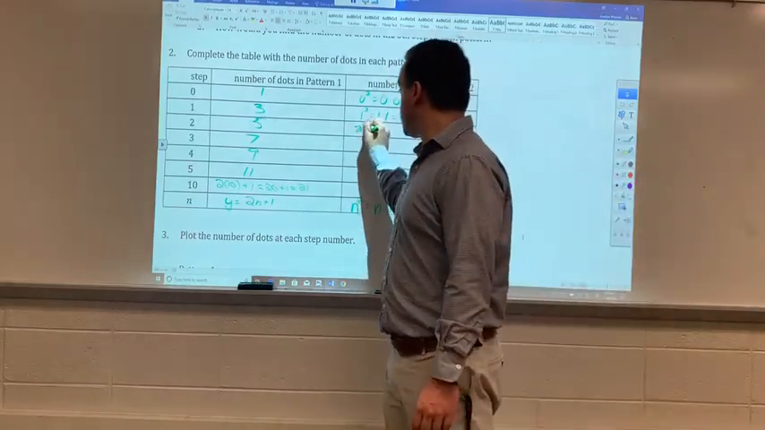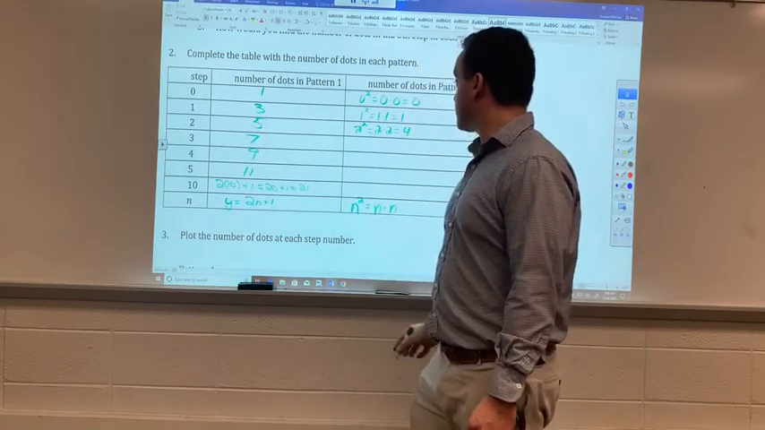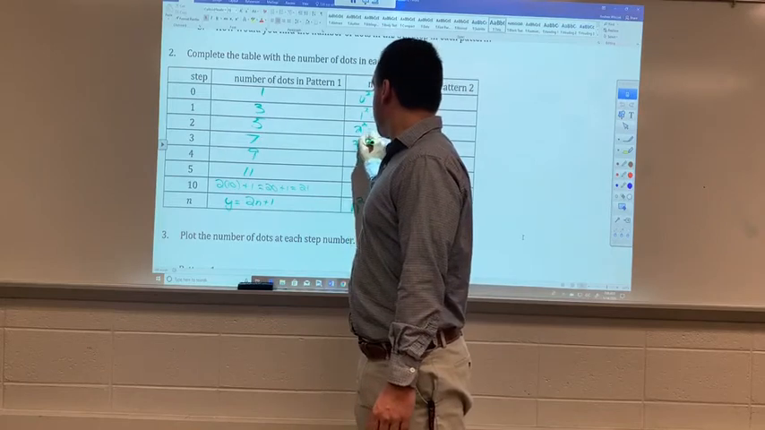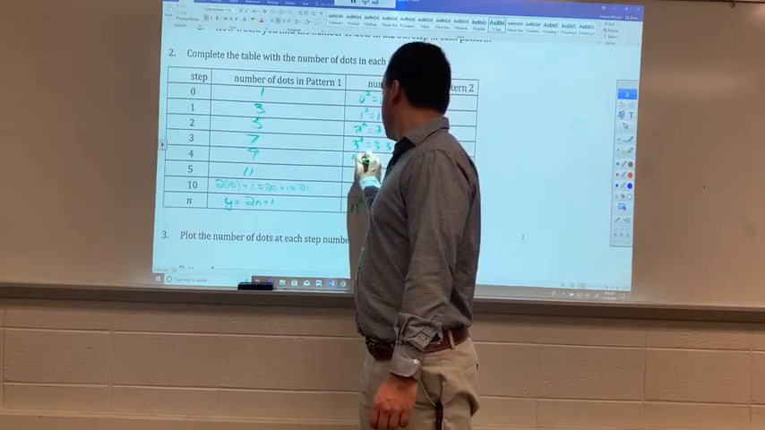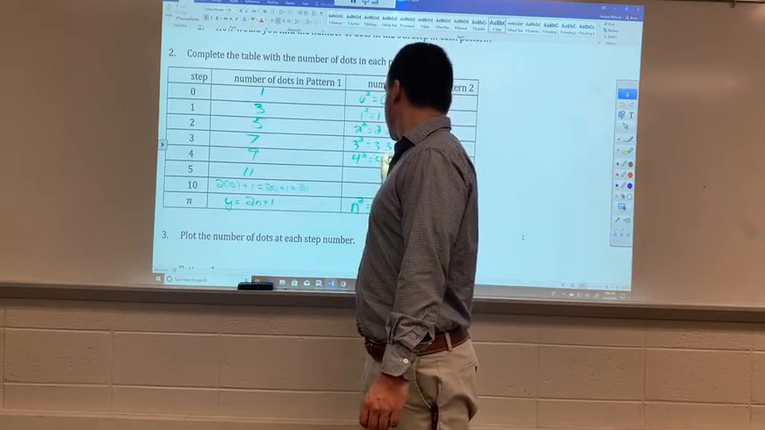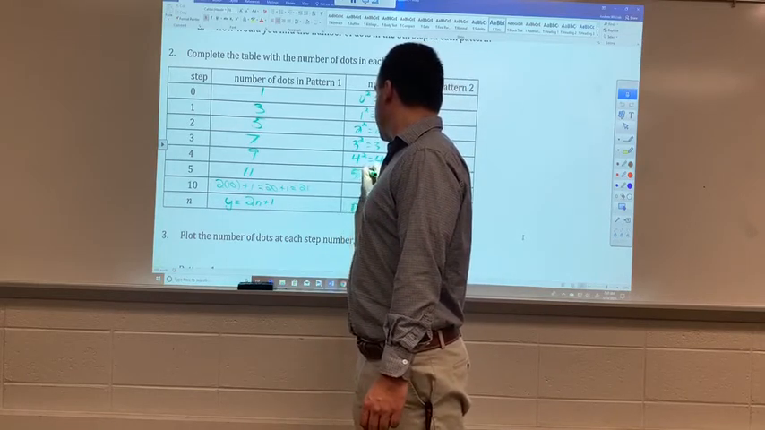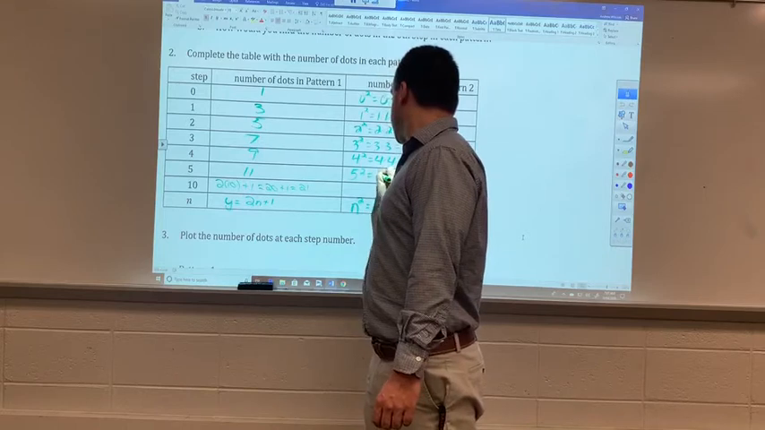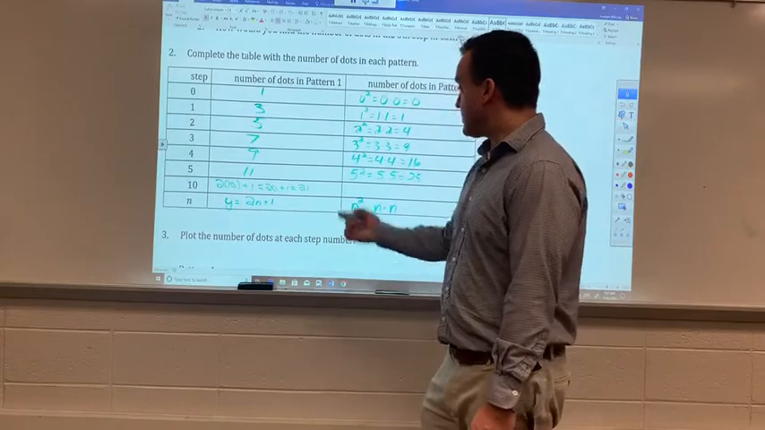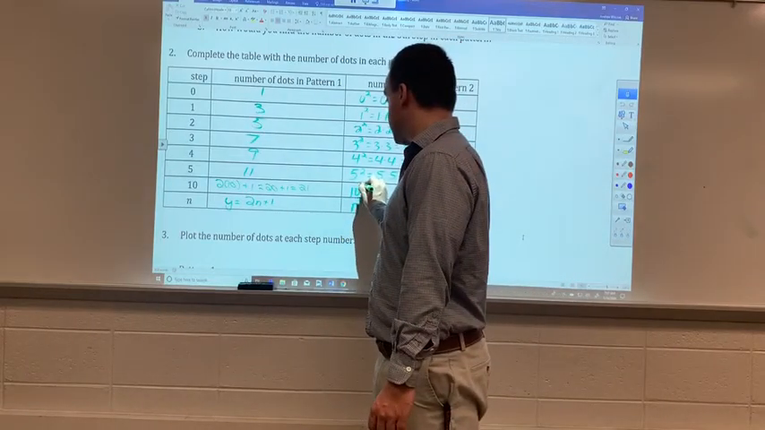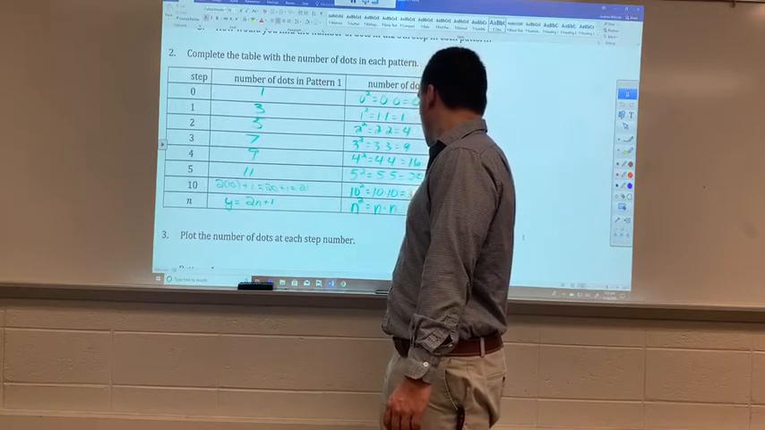Step 2 is 2 squared, which is 2 times 2, which gives us 4. Step 3, 3 to the second power, that means 3 times 3, which is 9. Step 4, 4 squared, that's 4 times 4, which is 16. Step 5 is 5 to the second power, which gives us 5 times 5, which is 25. And then we skip to step 10, which is 10 to the second power, or 10 times 10, which gives us 100.